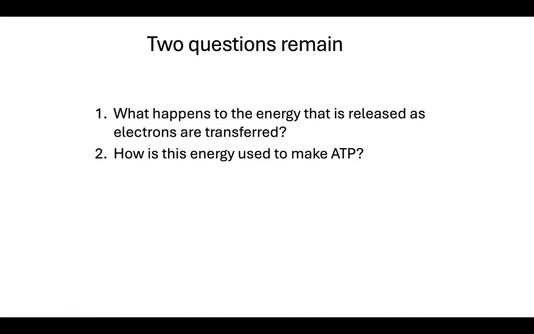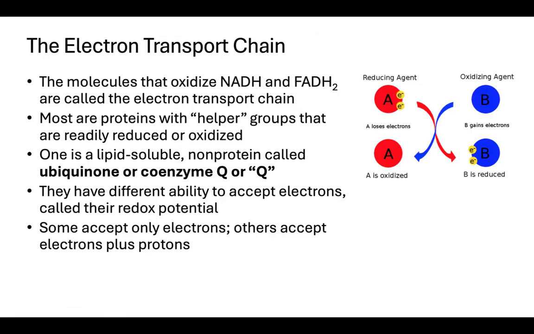So the question is, what happens to all the energy that's being released as they're being transferred? Well, that energy is powering the formation of the next bonds as the electrons drop down energy levels. Okay, how is this used to make ATP? We saw the first 3 steps. Now we're going into the 4th, and we're going to see exactly what is happening.